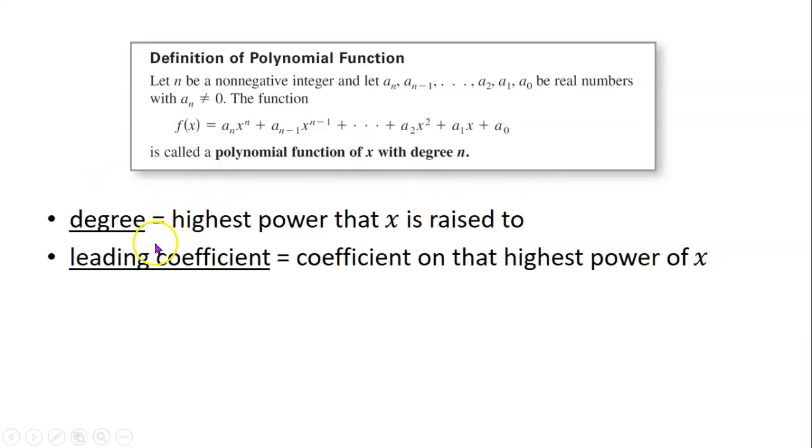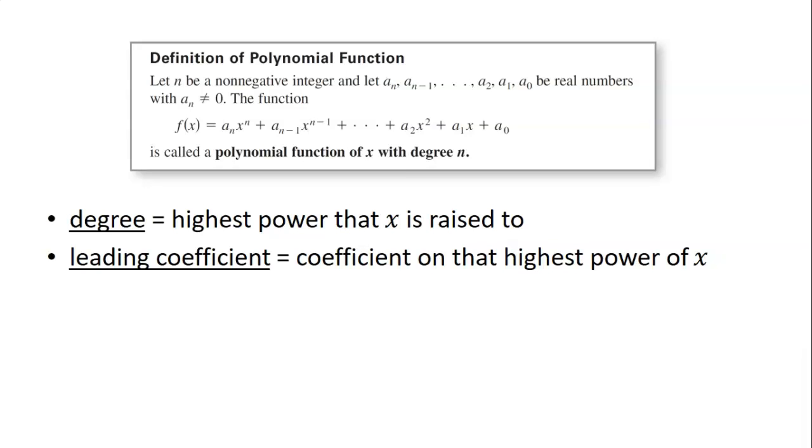And then another vocabulary term that you may need to know, the leading coefficient of a polynomial is the coefficient, that is the number that's multiplied by that highest power of x. Now usually the terms are written in order from highest to lowest powers of x. So if it is written that way, the leading coefficient is the coefficient on that first term. But even if the terms are written in a different order, still the degree is the highest power that the variable is raised to, and the leading coefficient is the coefficient on that highest power of x.